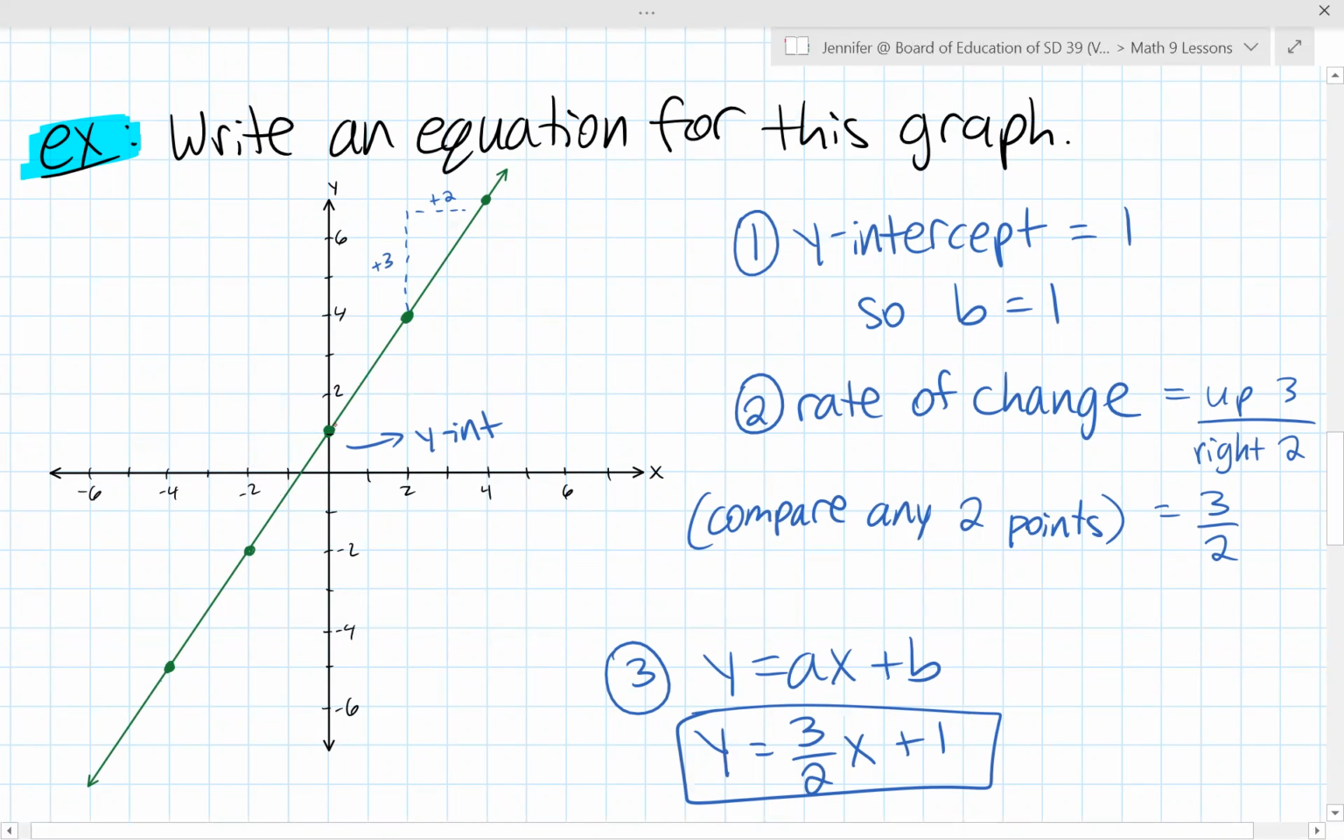And again, this makes sense because this point here is the coordinate over 0, up 1. Our x value is 0 and our y value is 1. So that's our starting value because it's when x is equal to 0.